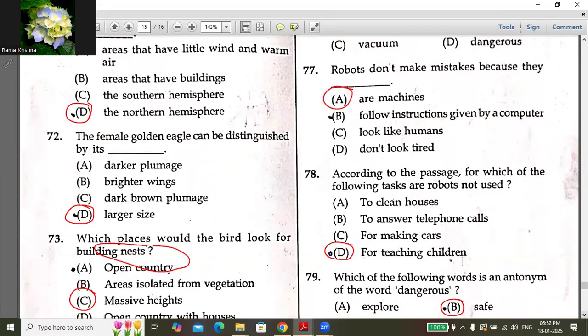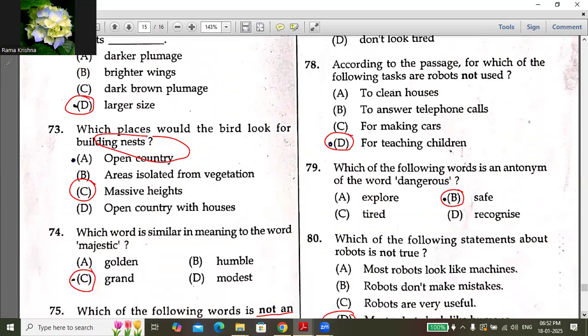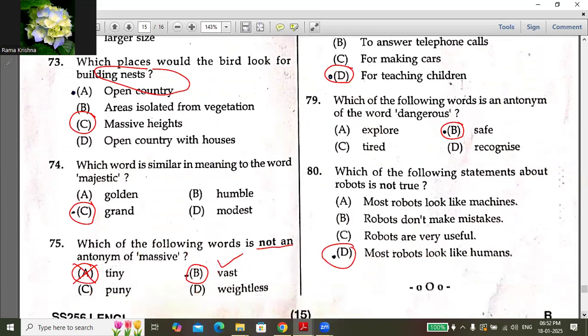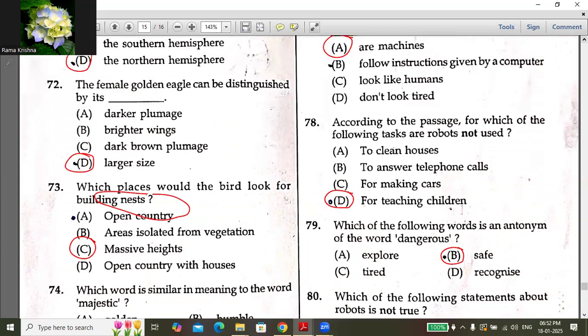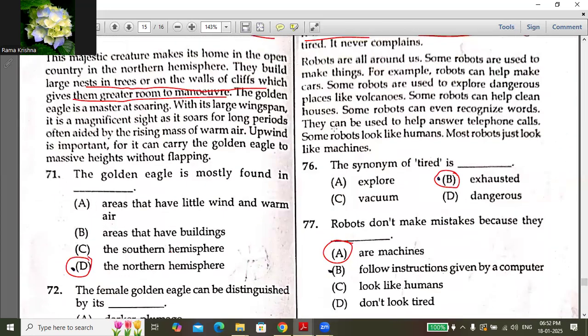According to the passage, for which of the following tasks are robots not used? For teaching children. Which of the following words is an antonym, opposite of dangerous? Safe. Which of the following statements about robots is not true? Most robots look like humans. It is not true because he clearly said few robots look like humans. He told that some robots do, but most robots look like machines.